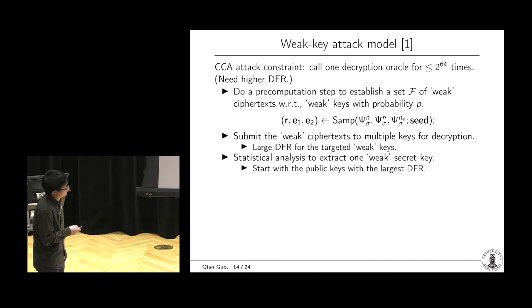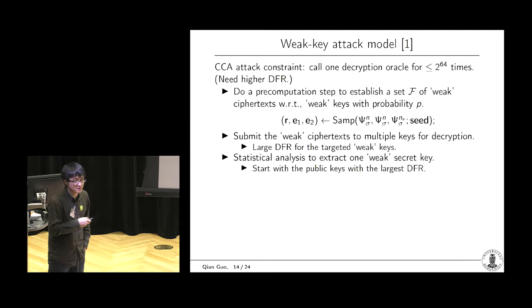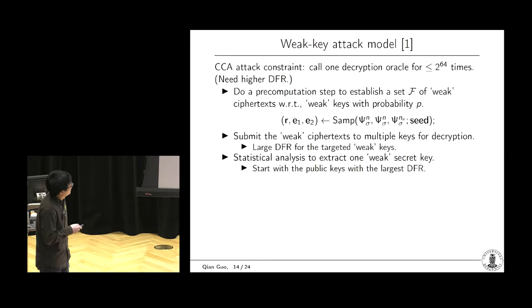So what we can do is just generate and generate, and if this satisfies this property, then we keep it. If not, then we just discard it. So then we have a set. Then we submit this weak ciphertext to multiple keys for decryption. If we are lucky, we submit it to the weak key, then we have a very large decryption failure rate. This is weak key detection.